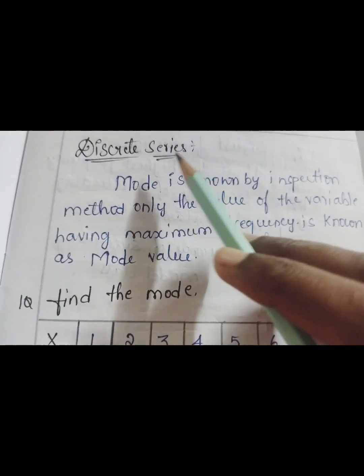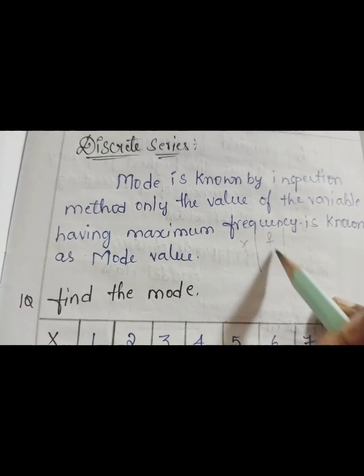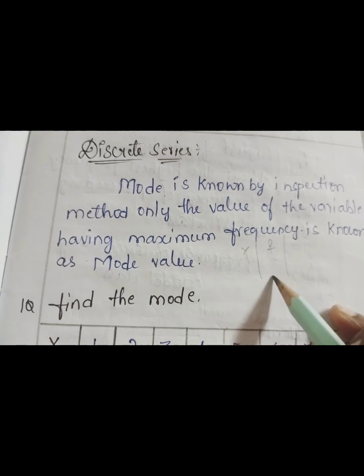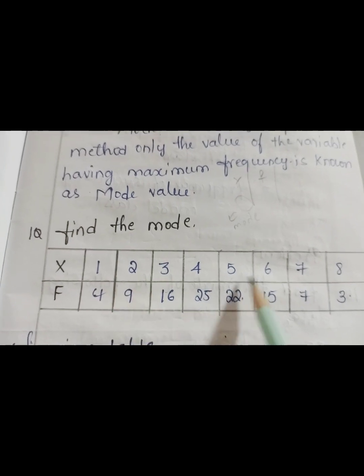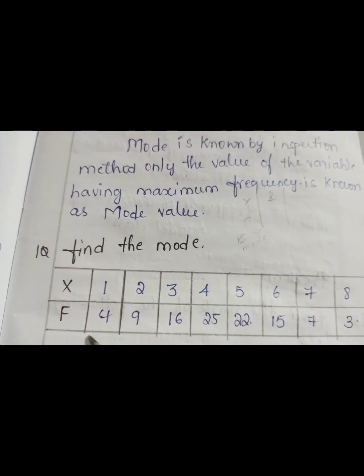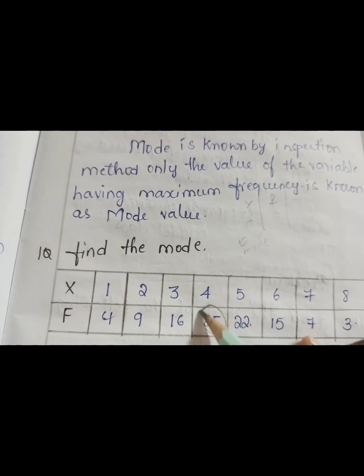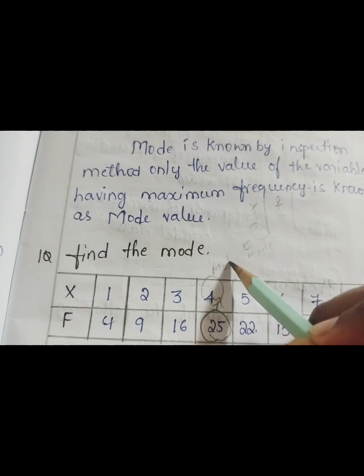Next we have discrete series. Here x values and f values will be given. You have to check which frequency is highest. If any of the frequencies is highest, the corresponding x value is taken as the mode. For example, if you take this one, 8 values are given here, 1 2 3 4 5 6 7 8, and the frequencies are given. The highest frequency is 25. Now the corresponding x value is the mode.